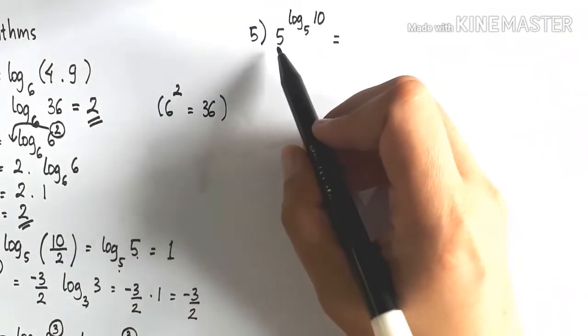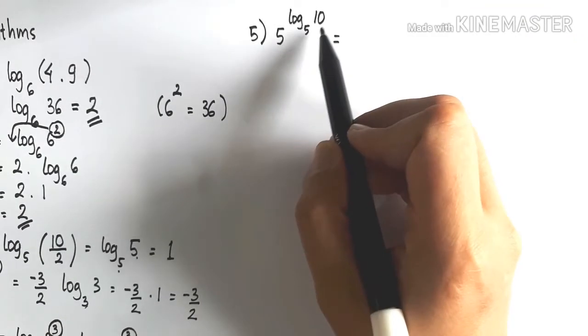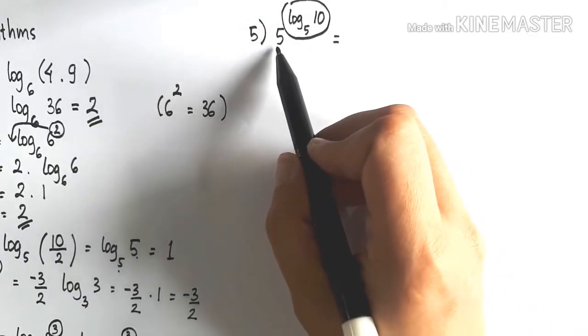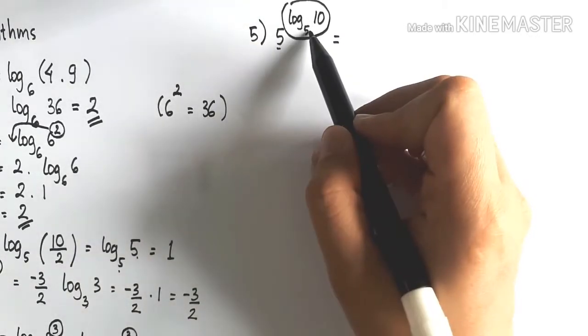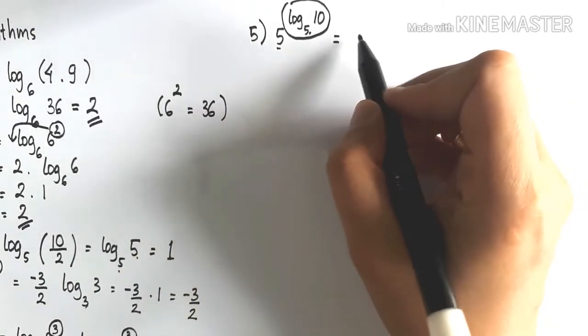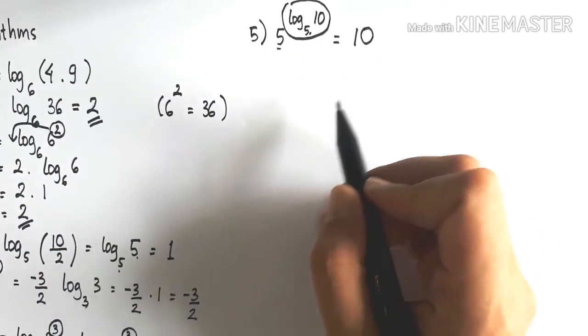Number 5. 5 to the power of log base 5 of 10. Yeah, it is the exponent. Base 5 and here also 5. Because they are the same, remember the property, it's only 10. Yeah, the answer is only 10.